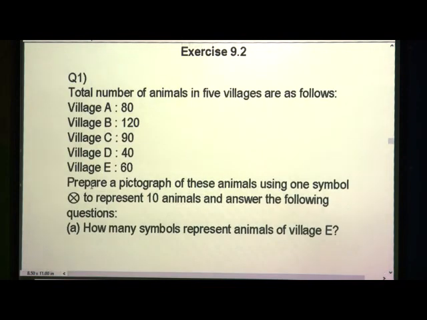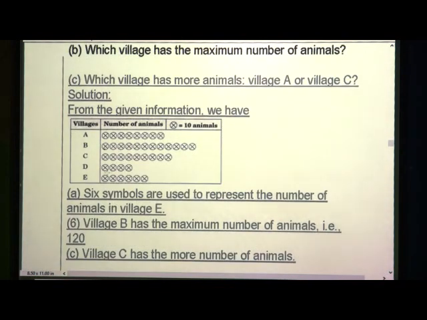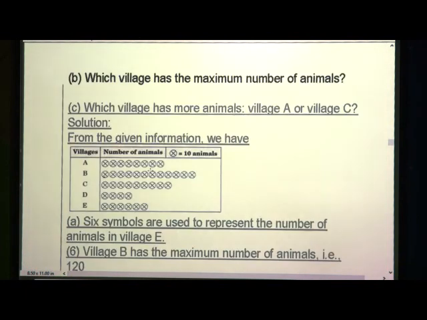Then to show B, B has 120, we need to show 12 symbols. C has 90, we need to show 9 symbols. D has 40, we need to show 4 symbols, and E has 60, we need to show 6 symbols. When we multiply it with 10, we get the exact number of animals. One circle here represents 10 animals. Okay, so this is the representation of data by using the pictograph.